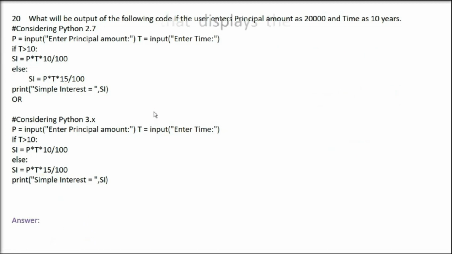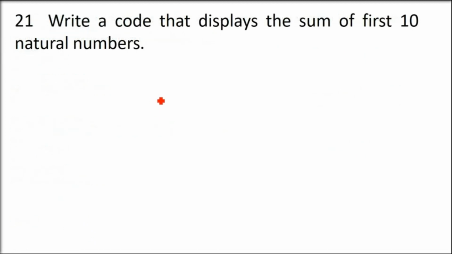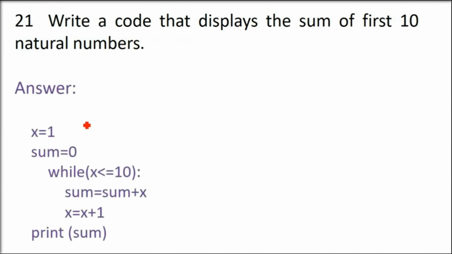30,000. Write a code that displays the sum of the first 10 natural numbers. How do we do it? We start with x equals 1. We start with sum equals 0. Now while x is less than or equal to 10, it has started from 1 till it reaches 10. Till it reaches 10, sum equals sum plus x. And then we increment x every time in this while loop until x becomes equal to 10. So I'll show you the runs.